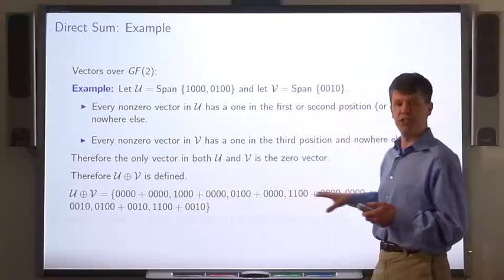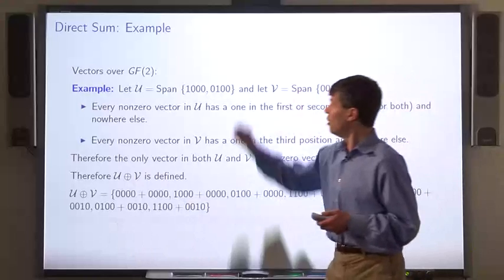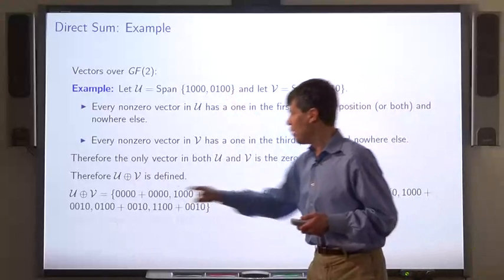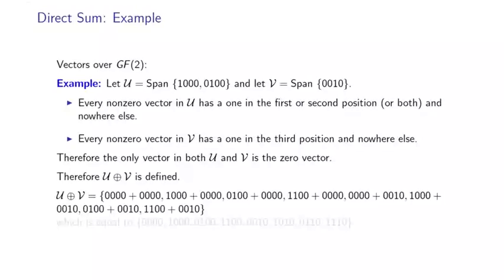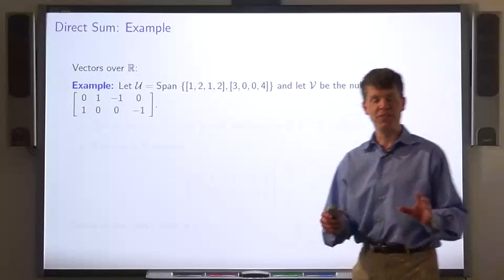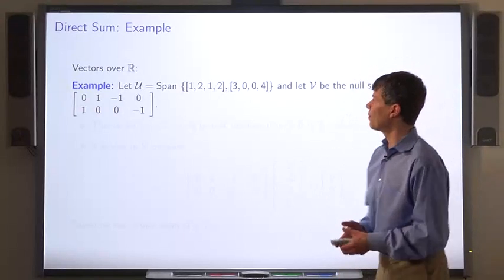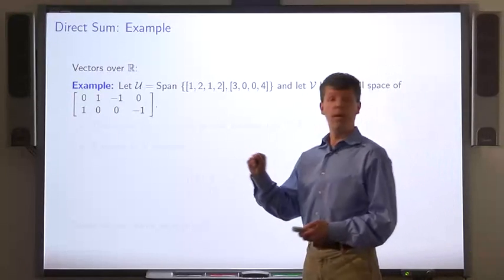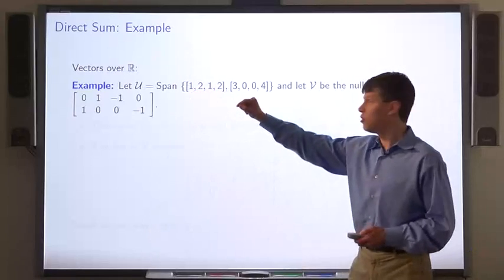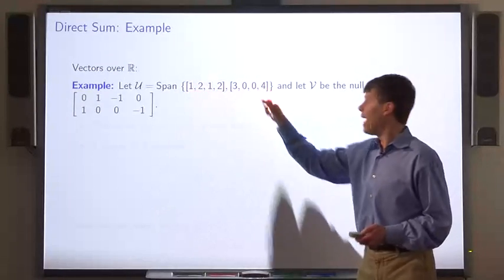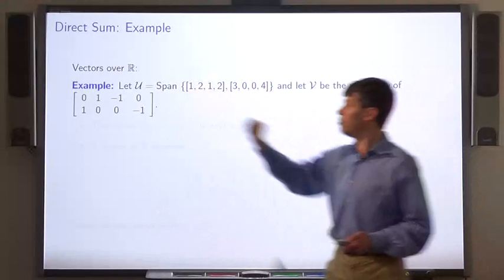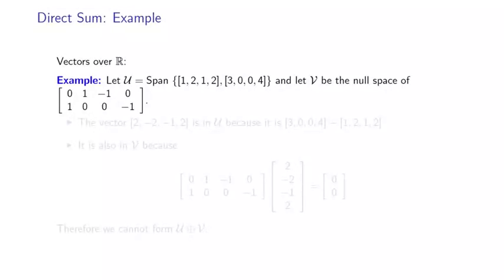Taking the set of all vectors obtained by taking one vector from big U and one vector from big V, and carrying out these additions, this is the set. Now let's do an example with vectors over R. Define big U to be the span of these two vectors, and define big V to be the null space of this matrix.